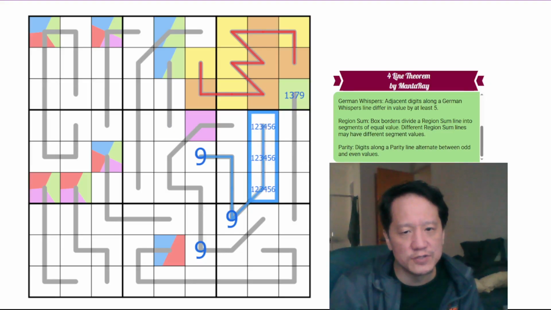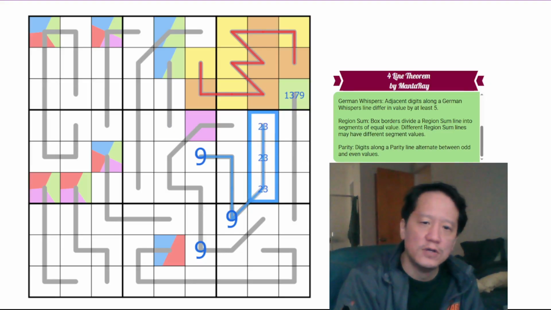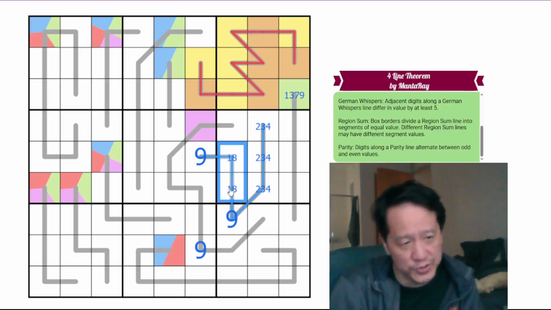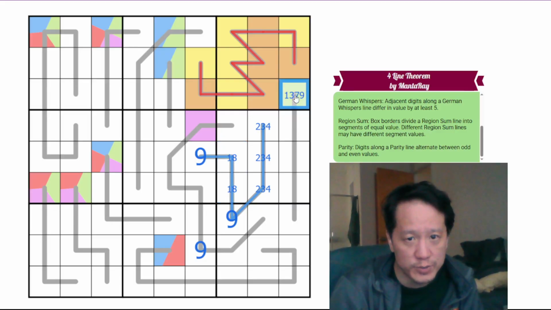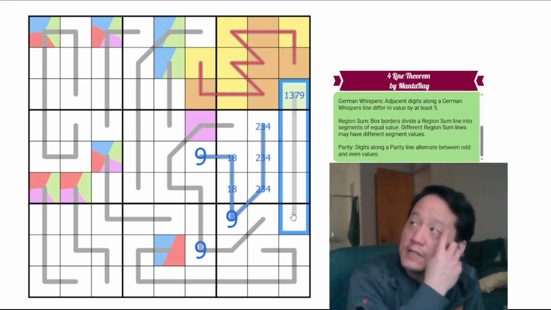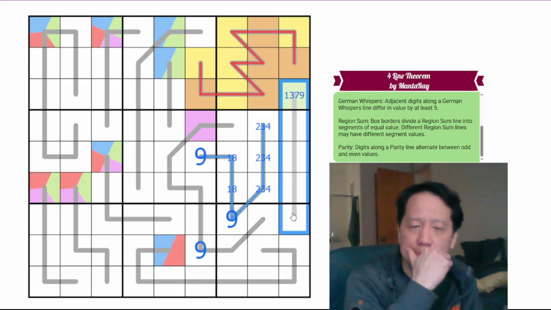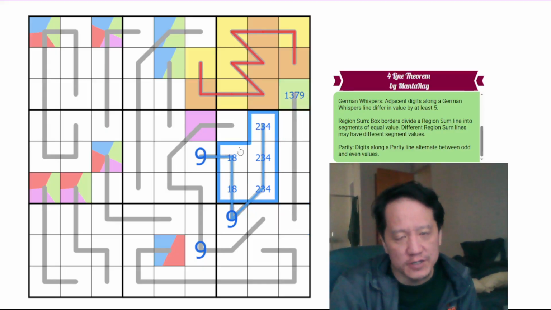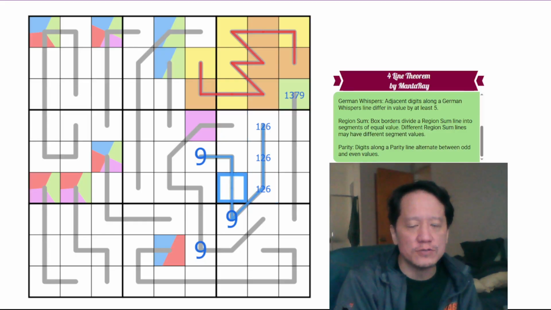So what happens if this is 2, 3, 4? If it's 2, 3, 4, this would be 1, 8, and that also would not work for a Whisper 5 line. But we are not guaranteed this is a Whisper 5 line. That's the key, right? So if this is a Whisper 5 line, it has to be in a certain way, right? Huh. That is interesting. So then it does have to be 1, 2, 6.